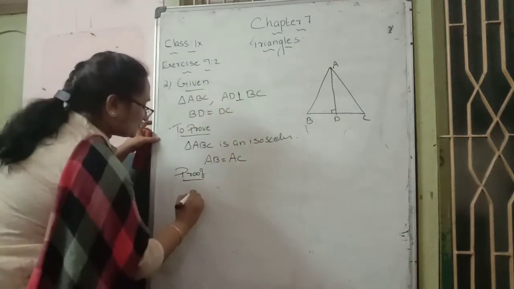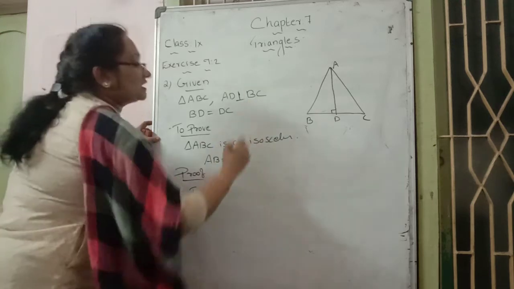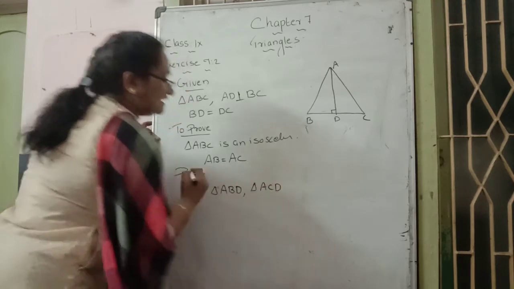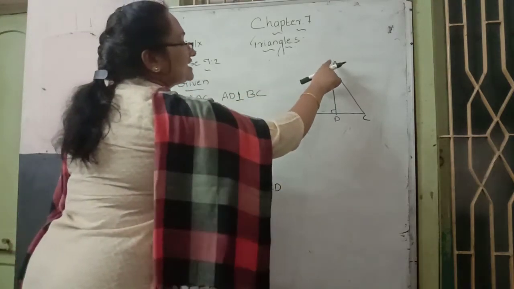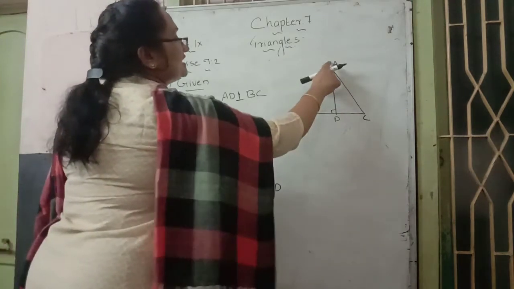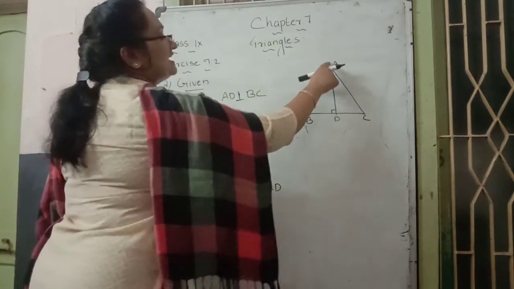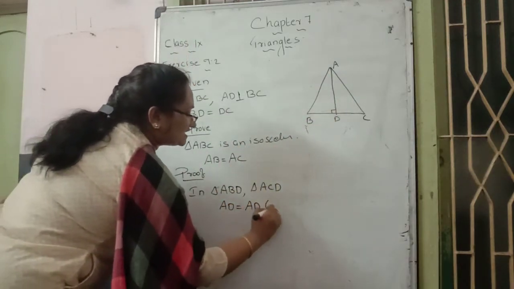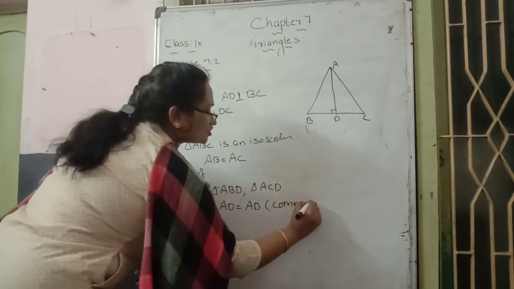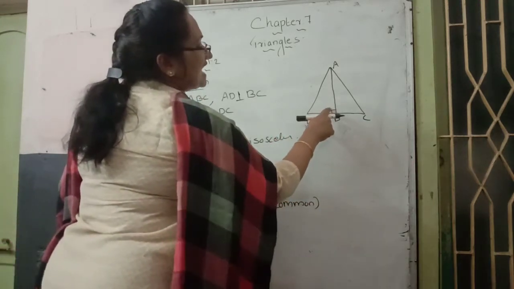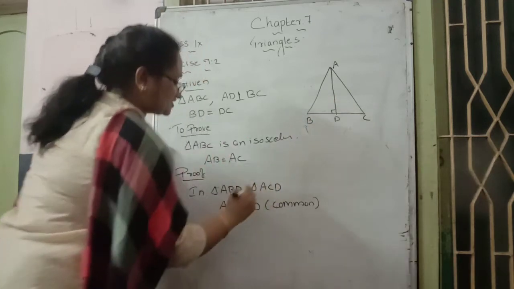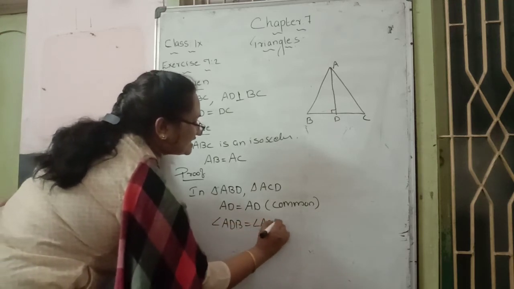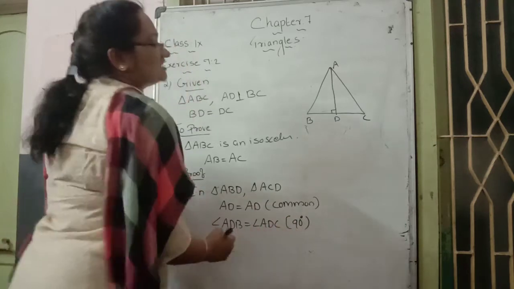So we can take the triangles here: triangle ABD and triangle ACD. Three conditions, what can we say? Here AD line is common. In triangle ADB, there is line AD, and in triangle ADC also line AD is there. So we can write AD is equal to AD; it is a common side of the two triangles. Next, what can we say? Angle ADB is equal to angle ADC. D vertex makes how many degrees? 90 degrees.